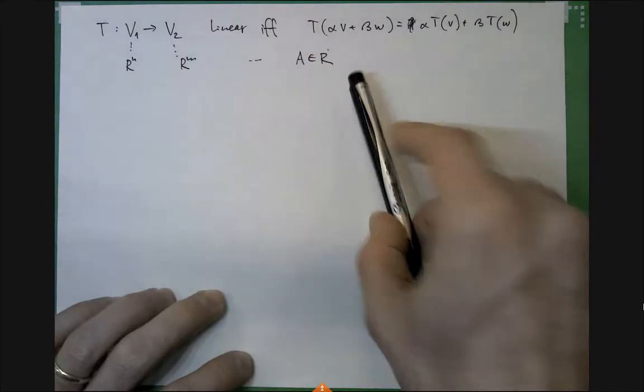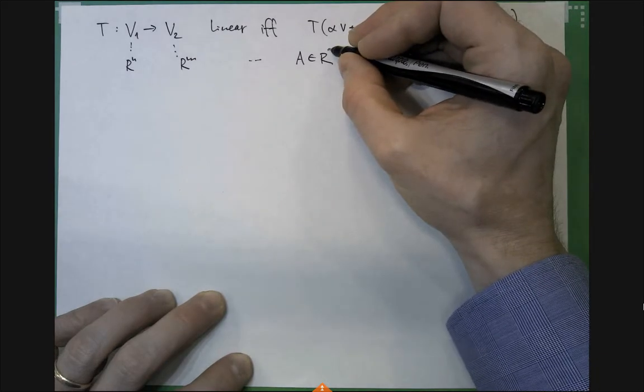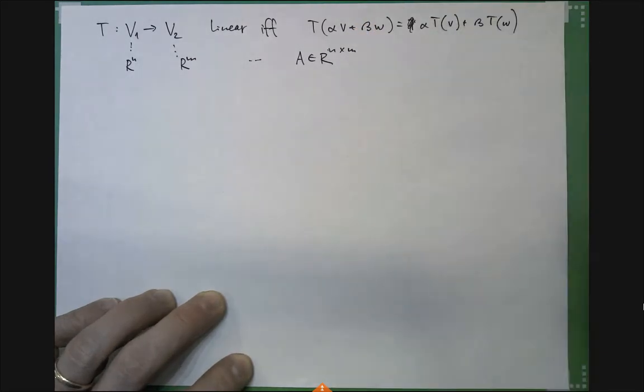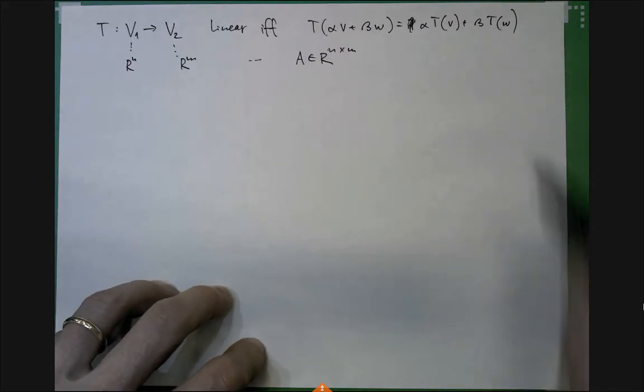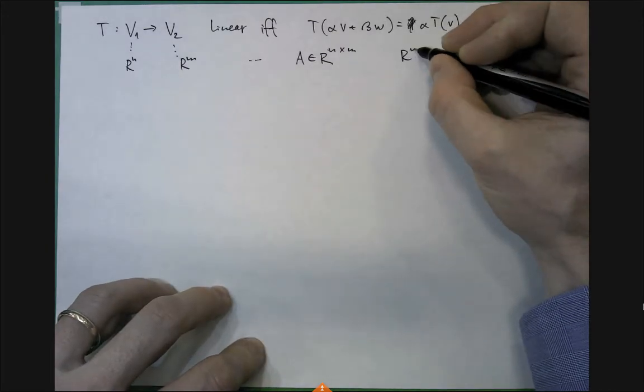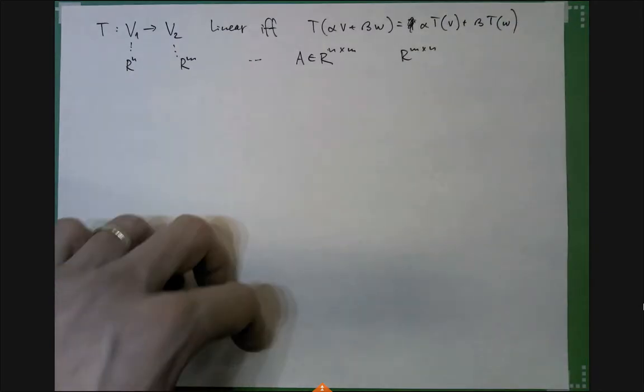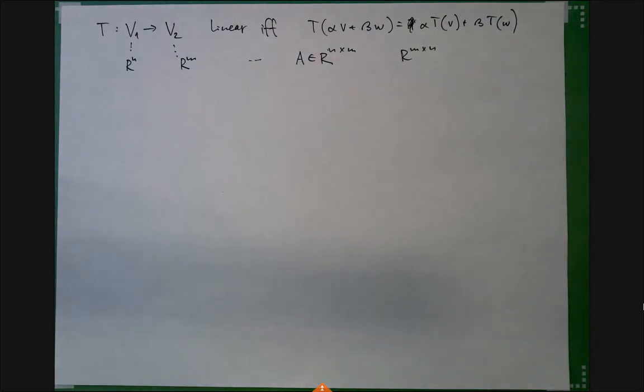N by m. Let's see. So let's do n by m. That's exactly it. It could be n by m, or it could be m by n, right? Which one do you think is right? Here it sort of suggests n by m.